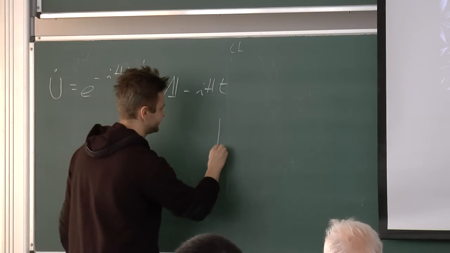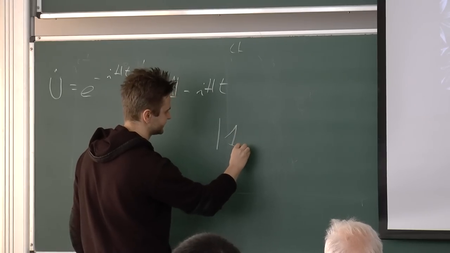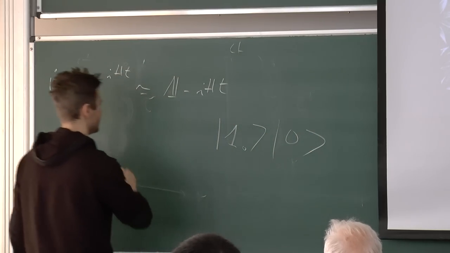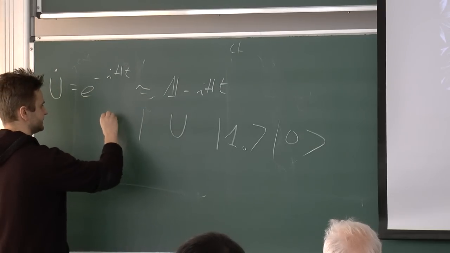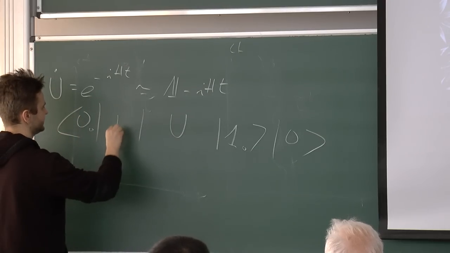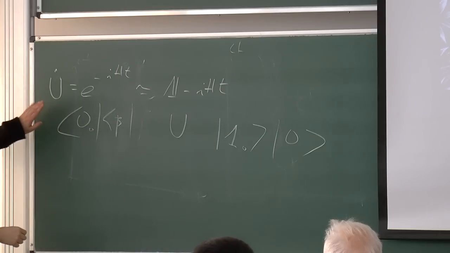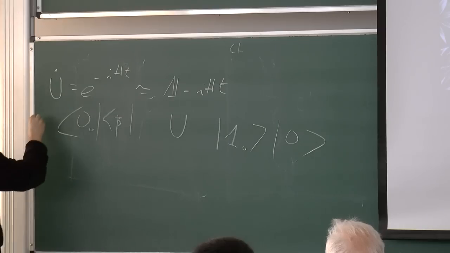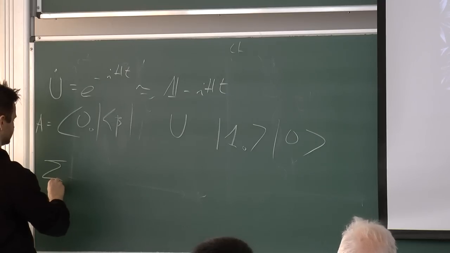I'm taking the first field to be a single excitation of a certain mode of the cavity, the ground mode of the cavity, which I'm calling one zero, and the vacuum of the other field. I'm putting here this evolution operator, and I'm calculating zero in the first field, and whatever in the other field. Then I'm calculating the probability, which is the square of this, and I'm summing over all betas. So if this is A, then I'm calculating the sum over beta.